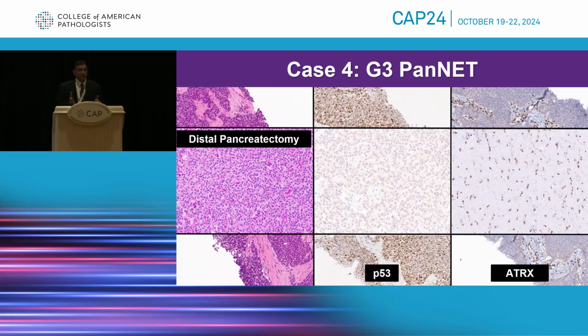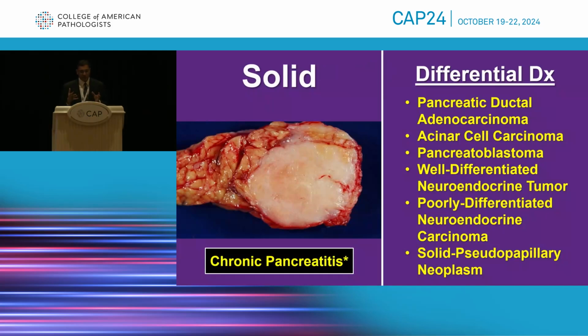P53 actually didn't show aberrant staining. And often we see the P53 aberrant staining typically in the metastasis, suggesting that the genomic progression of these neoplasms is likely occurring, with P53 being a later event, as opposed to neuroendocrine carcinoma being an early event.